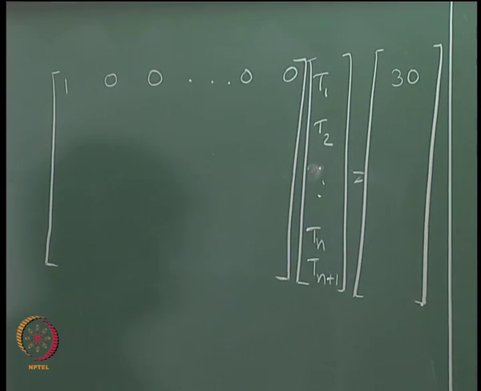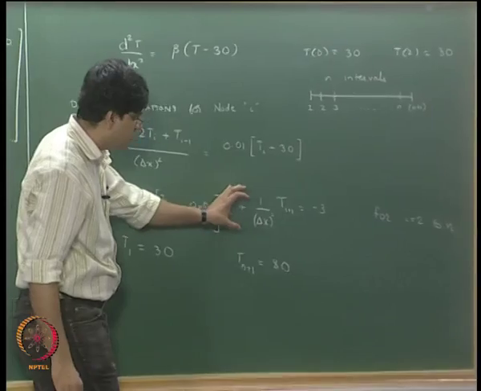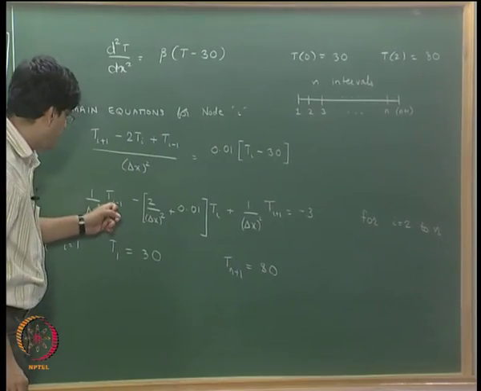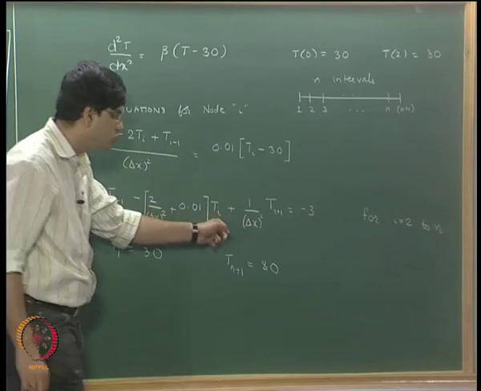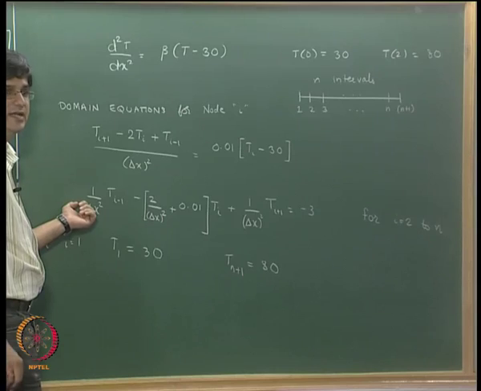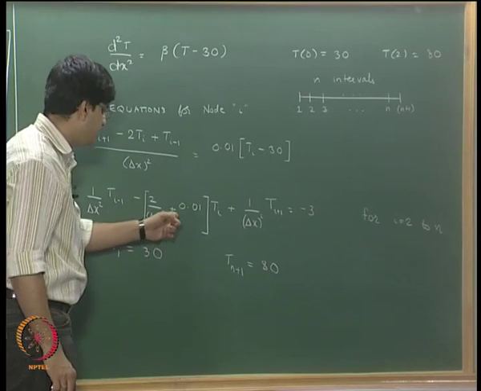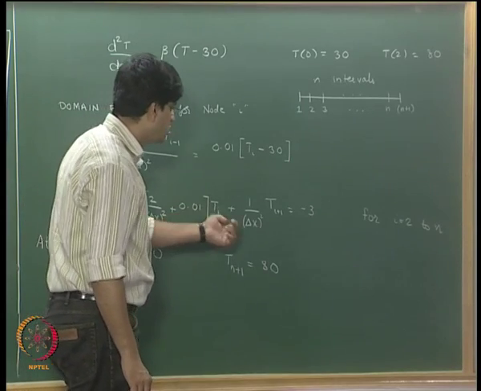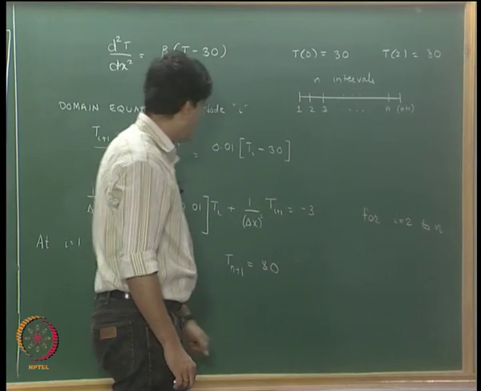So, that is going to be the first row. The second row we had 1 by delta x squared Ti minus 1. So in the second row, if we look at this particular equation, we will have i equal to 2. So, this becomes T1, this is T2 and this is T3. So, the coefficient of T1 is 1 by delta x squared, the coefficient of T2 is minus 2 by delta x squared minus 0.01, the coefficient of T3 is 1 by delta x squared and all other coefficients are 0.